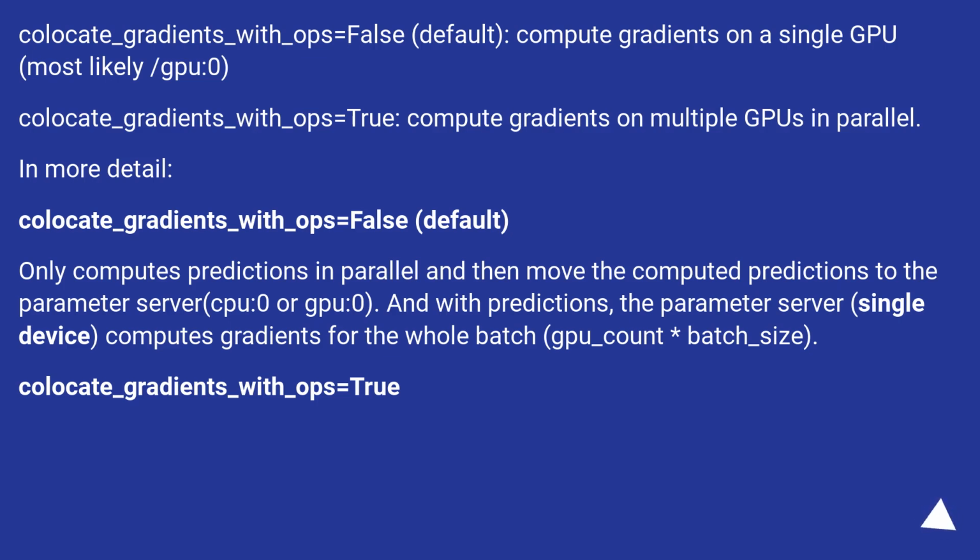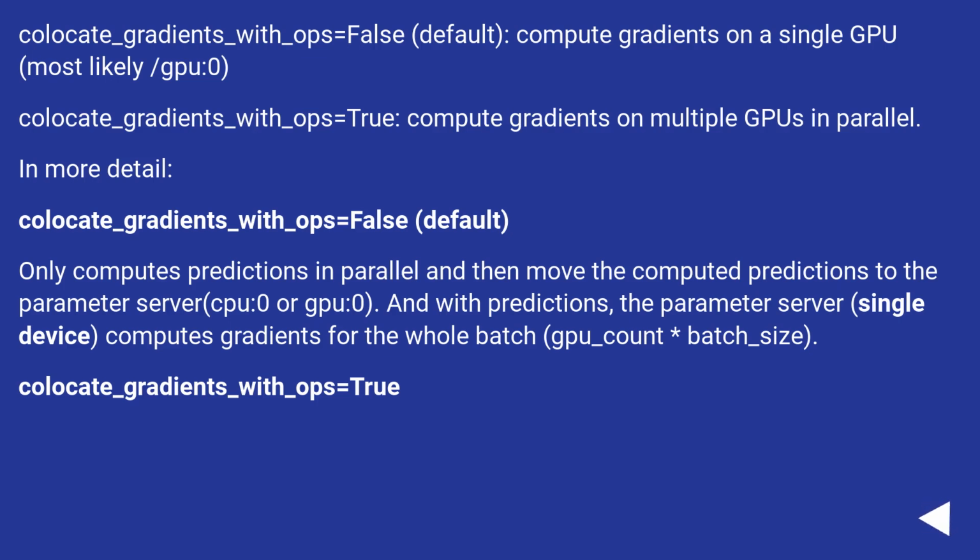In more detail, collocate_gradients_with_ops=False (default): only computes predictions in parallel and then moves the computed predictions to the parameter server, CPU:0 or GPU:0. And with the predictions, the parameter server, a single device, computes gradients for the whole batch, gpu_count * batch_size.